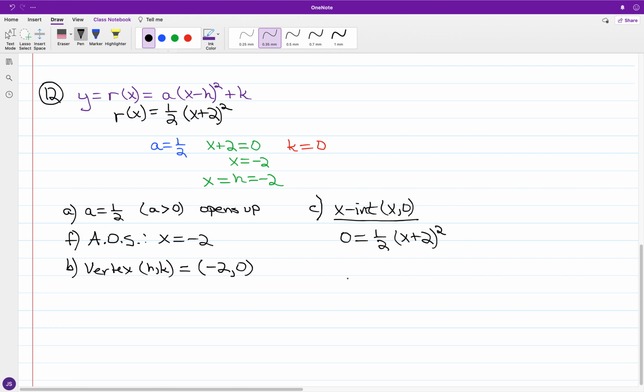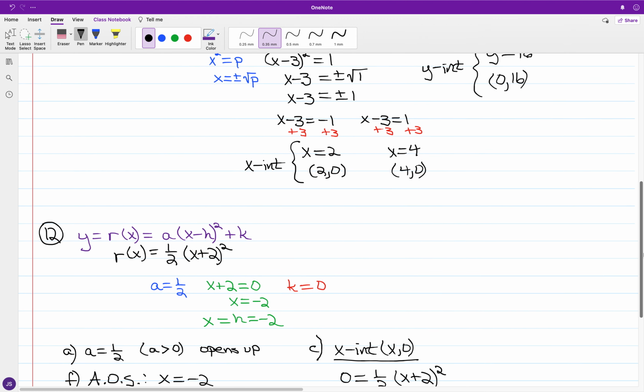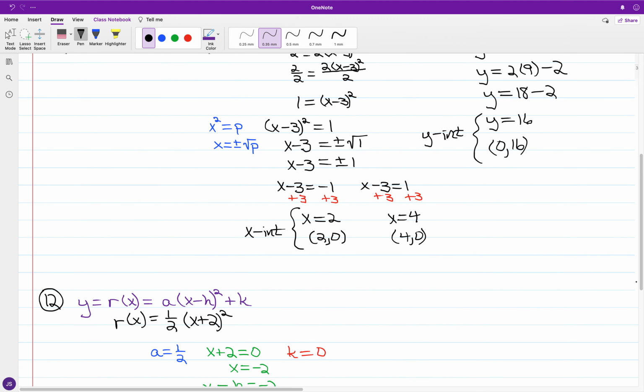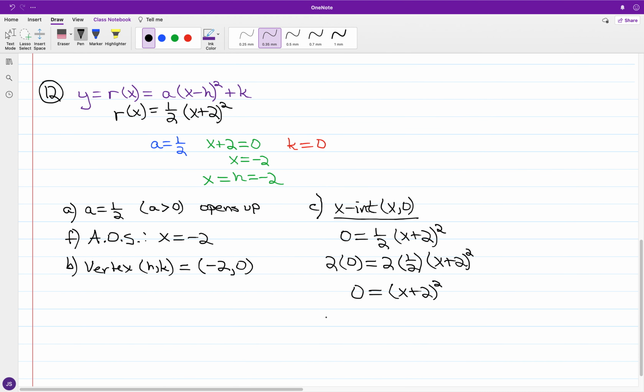And say if I take care of the fraction, multiplying both sides of the equation by 2. So 2 times 0 is 0, 2 times 1/2 is 1, so we have 0 is equal to the square of x plus 2. And again, just like what I did earlier, I'm just going to switch the sides here, having the variable expression on the left and the constant on the right.